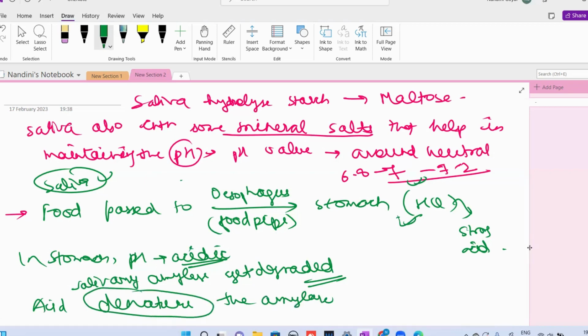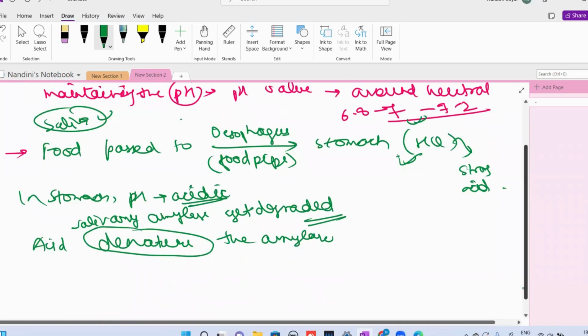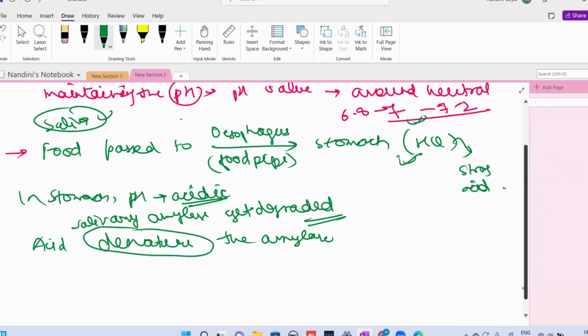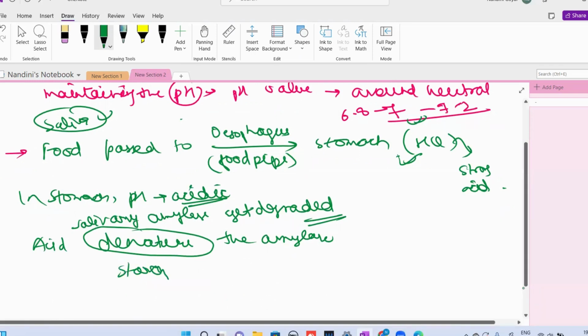Denature means the amylase has lost its nature, or it gets degraded. If now amylase gets degraded or denatured, what will happen? Starch hydrolysis stops. Stop now. So are you getting it?